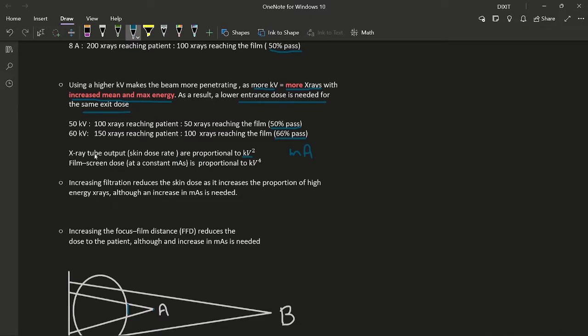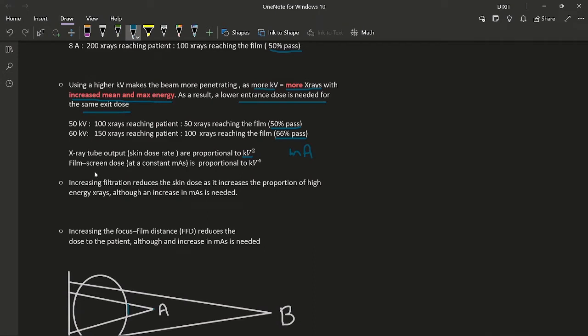So X-ray output is proportional to kV squared into mA. Now they might also try to confuse you and ask, skin dose rate is proportional to kV squared. So actually both of these are the same. If you imagine X-ray output and the skin dose rate, they are basically the same thing.